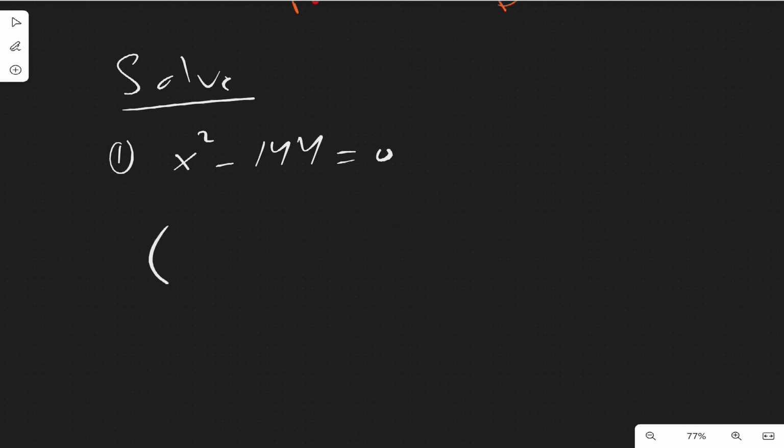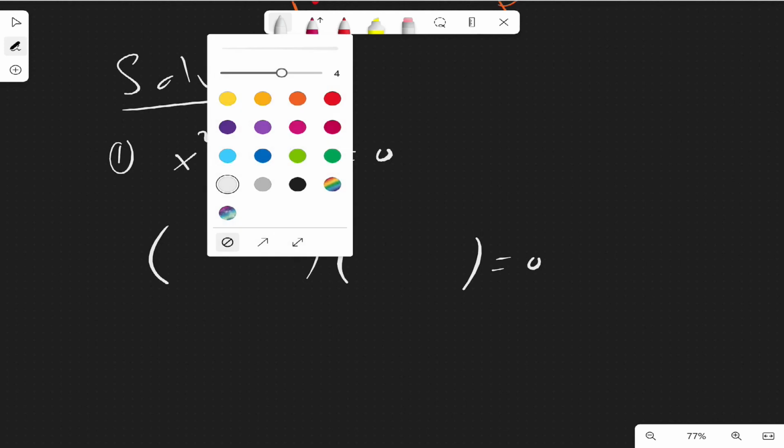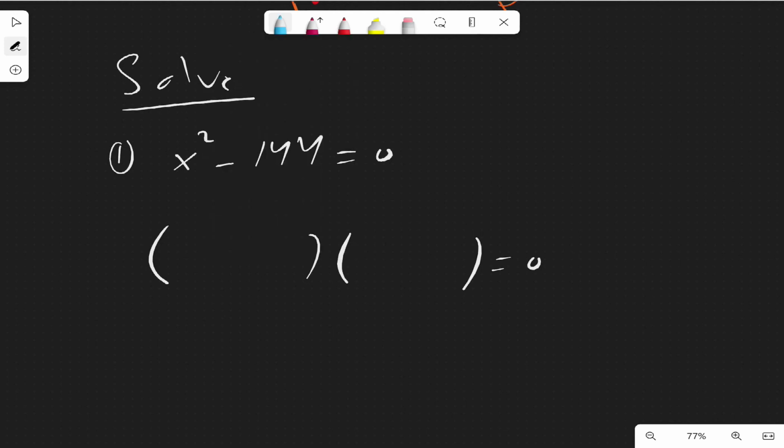We open two brackets, equal to 0. The square root of x2. There's no GCF and the right hand side is 0. It's ready. The square root of x squared is x and x. The square root of 144 is 12. One of them minus and the other is plus.